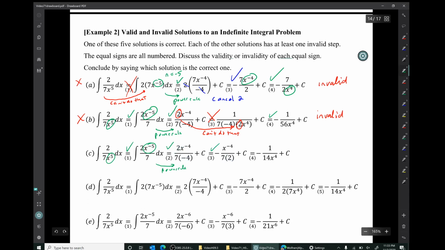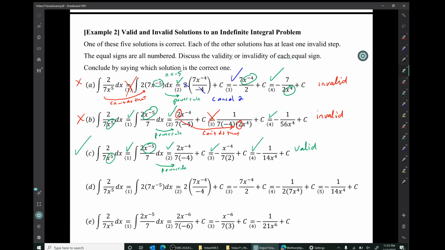And in the fourth step, the x to the minus 4 gets taken down to the denominator where it becomes an x to the fourth, and the 2 and the 7 get multiplied together to give us a 14. So the fourth step is okay as well. So this one is valid. Let's go on. Question D.